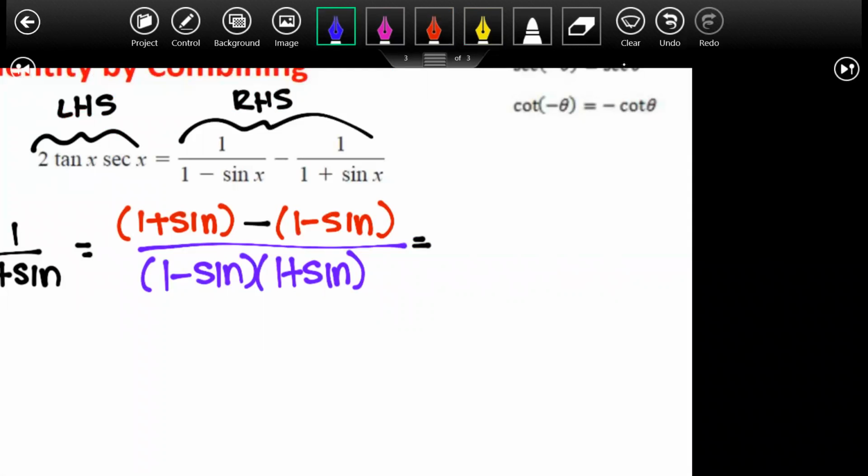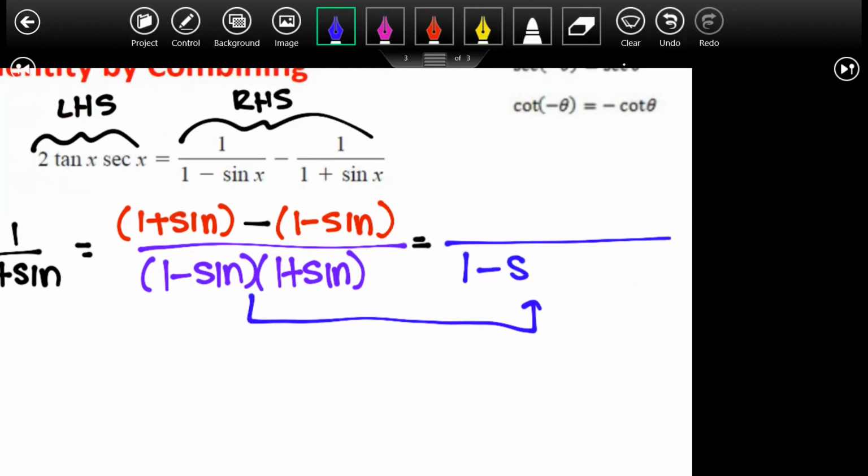Can I FOIL this bottom one? Do you remember what the bottom gives us? 1 minus sine squared. Just like the do now. Again, if you didn't like it, you could FOIL it and box method it. Up at the tippy top, we're going to get 1 plus sine. And then distributing our negative, we're going to get minus 1 plus sine. For the top, yes, because we're subtracting the two terms.